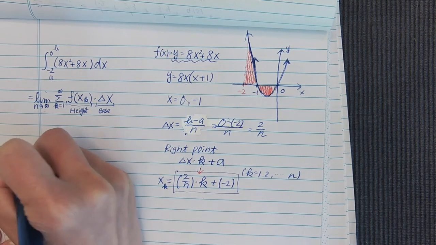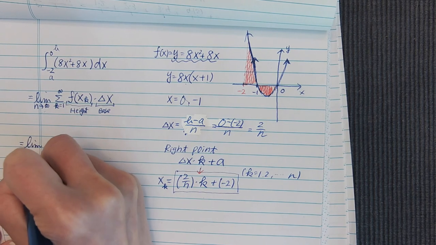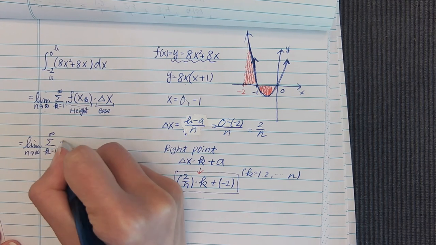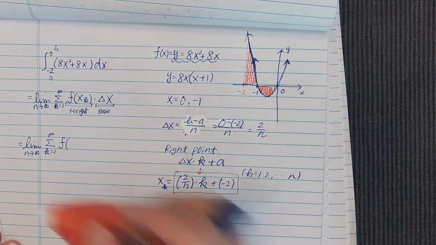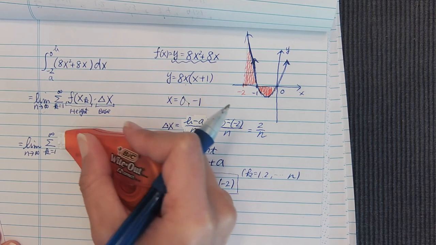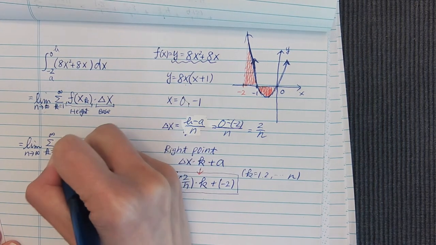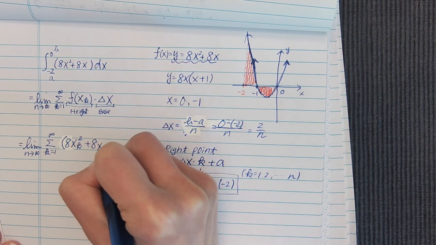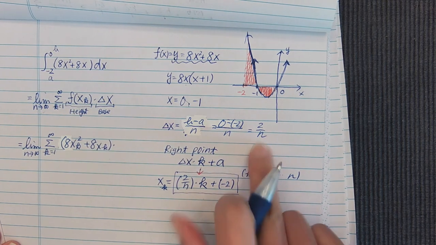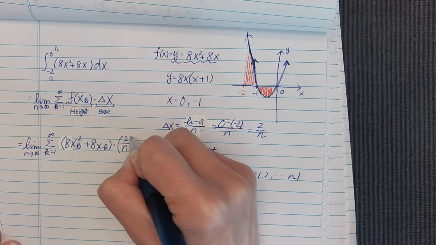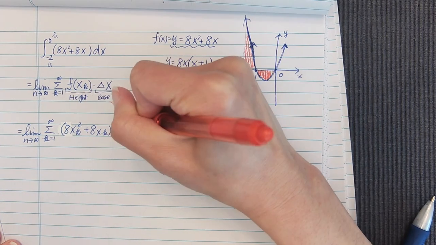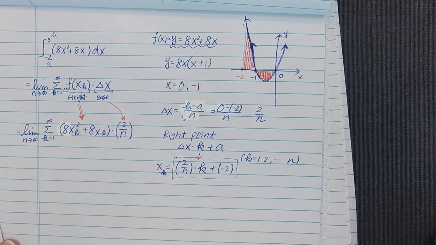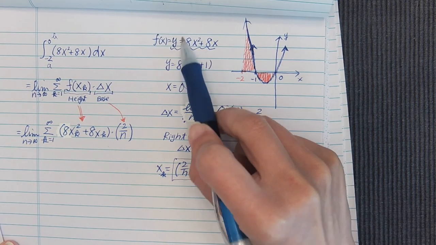Okay, so let me rewrite it. So limit, don't worry about it. We're gonna take care of the limit later. Summation, we're gonna take care of that later too. In this case, this is my function, right? 8 x_k squared plus 8 x_k. The delta x is this one, 2 over n, okay? So make sure delta x is this. The height is this one, because that's my function. That becomes my height.